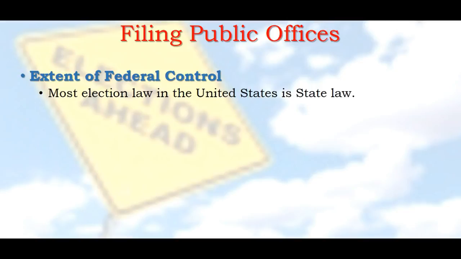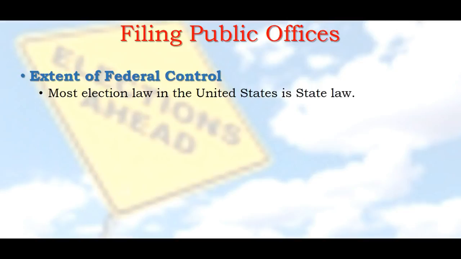The Constitution gives Congress the power to fix, quote, the times, places, and manner of holding elections, end quote, of members of Congress. Congress also has the power to set the time for choosing presidential electors, to set the date for casting electoral votes, and to regulate other aspects of the presidential election process.